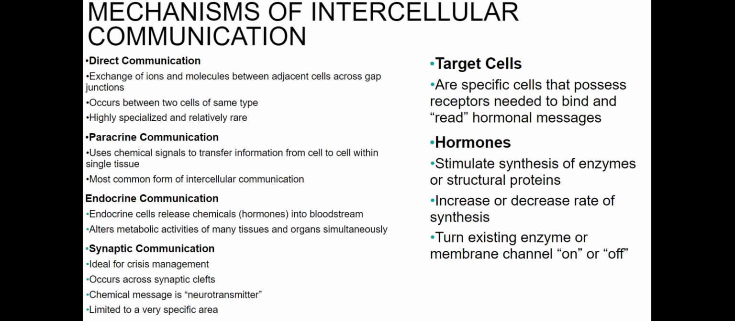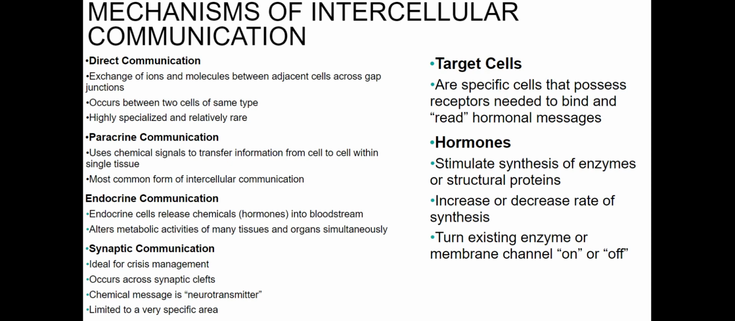In a few specialized cases, adjacent cells coordinate cellular activities by exchanging ions and molecules across gap junctions. This direct communication occurs between 2 cells of the same type, and the cells must be in extensive physical contact. The 2 cells communicate so closely that they function as a single entity. Gap junctions have several functions. 1. Coordinate ciliary movements among epithelial cells. 2. Coordinate the contractions of cardiac muscle cells. And 3. Facilitate the propagation of action potentials from one neuron to the next at electrical synapses.